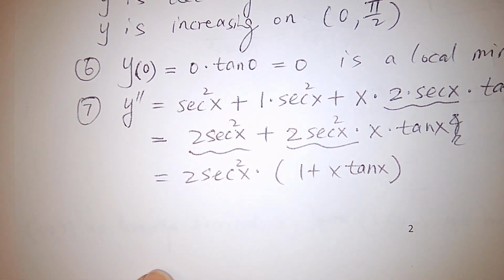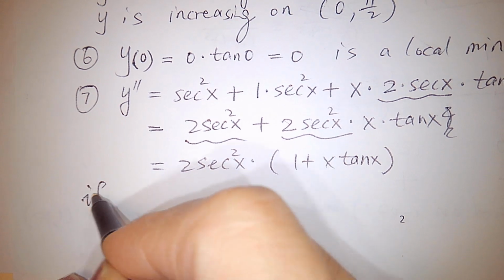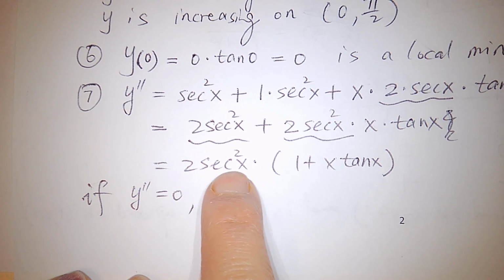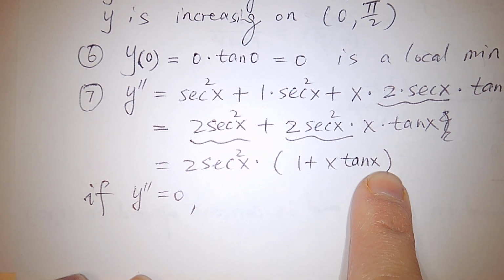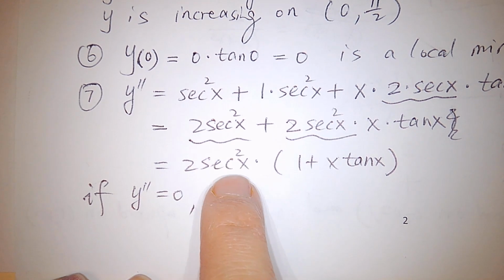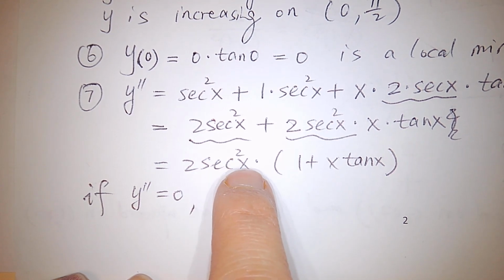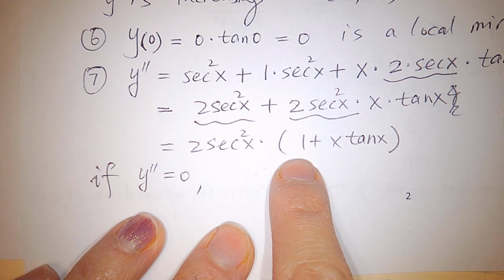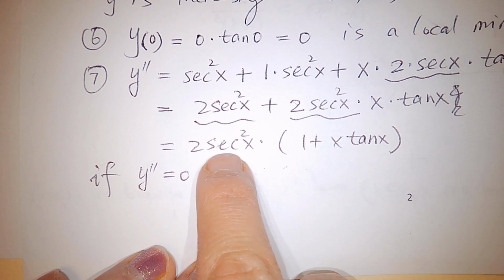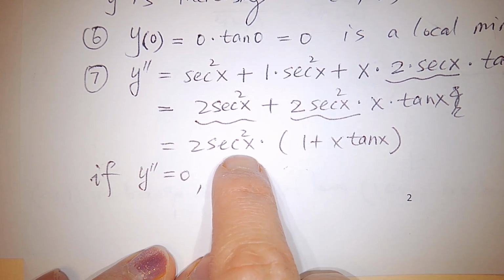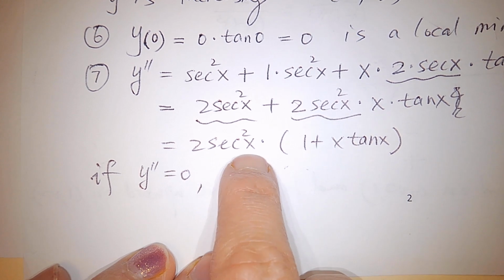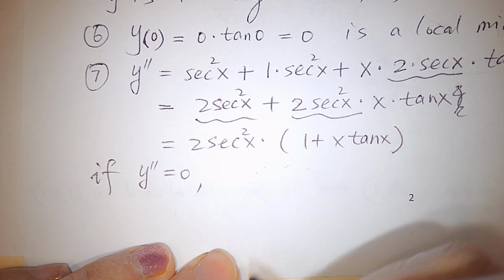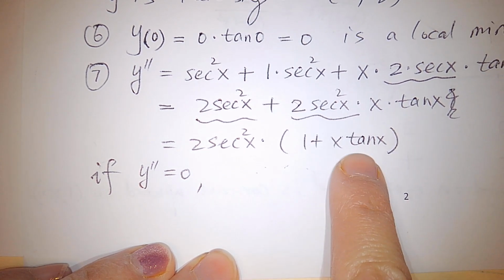That will divide the real number line. So if y prime prime equals 0, it means what? Either this factor equals 0 or this factor equals 0, right? So secant of x squared equals 0 implies what? Let's analyze this, okay? Secant x squared is always greater than or equal to 0, right? Positive or 0. How about 1 plus x times tangent of x?